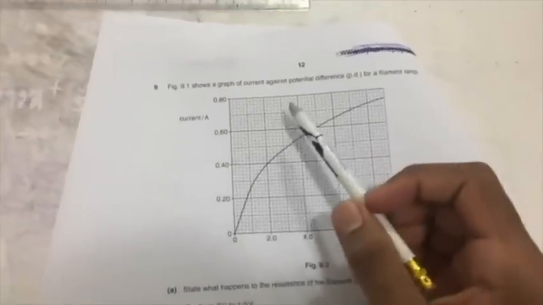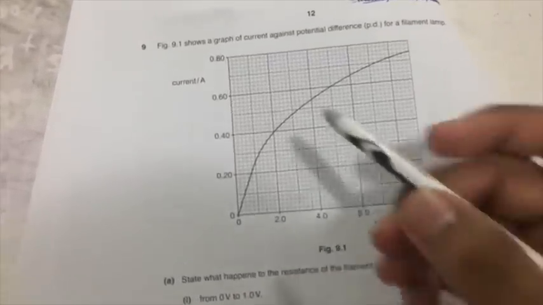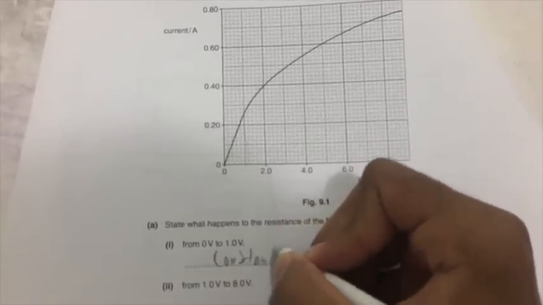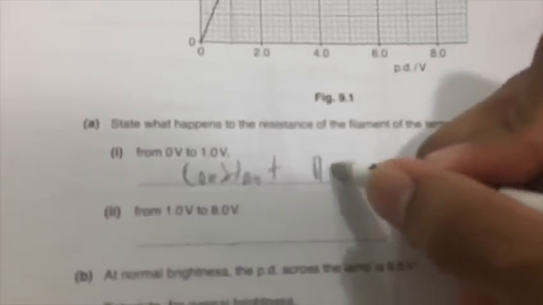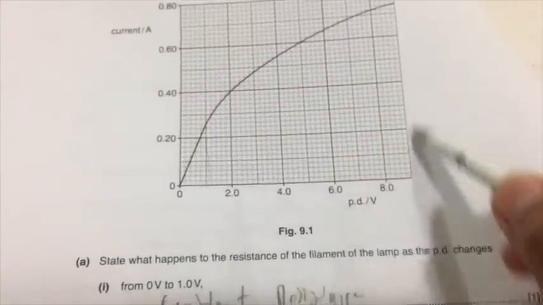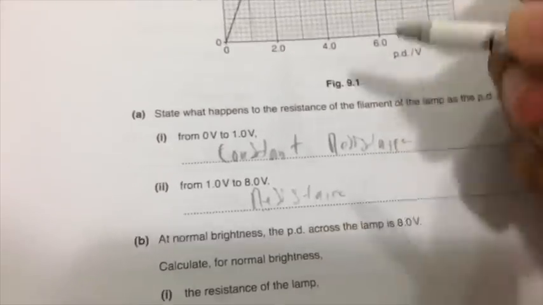Alright, next question shows a graph of current against potential difference for a filament lamp. State what happens to the resistance of the filament lamp as the potential difference changes from 0 to 1 volt. Oh, well, it's constant, because a straight, upward sloping straight line, remember as we said in the beginning, shows constant acceleration or constant speed. In this case, the resistance is constant. Constant resistance. Alright. Now from 1 to 8, from this point to 8, the resistance increases.